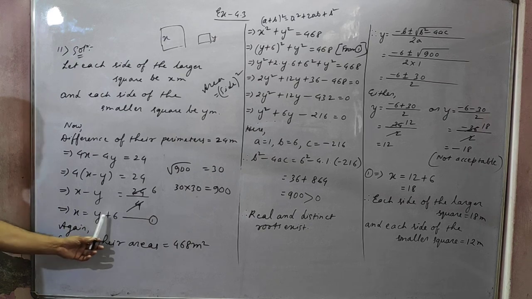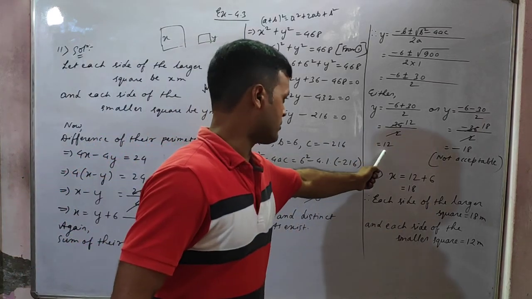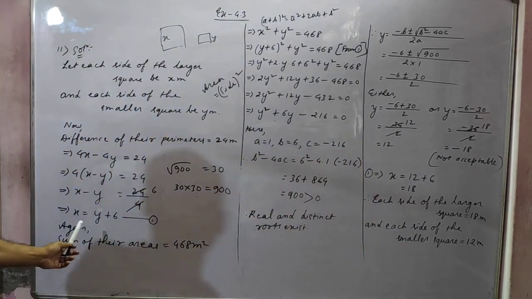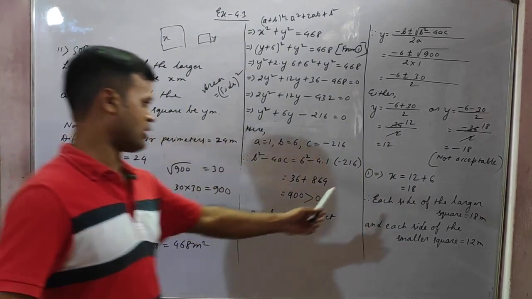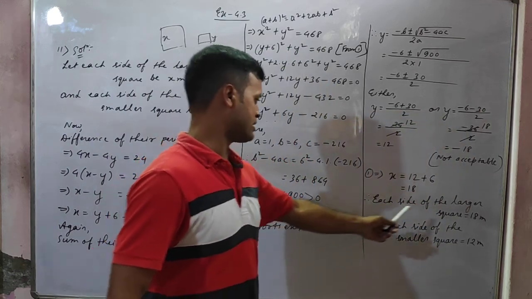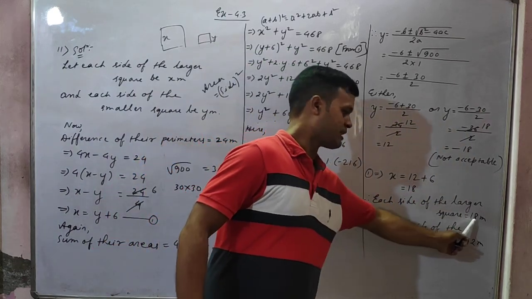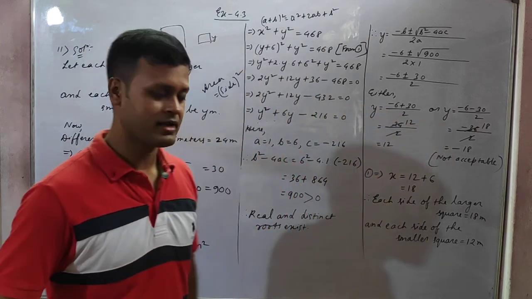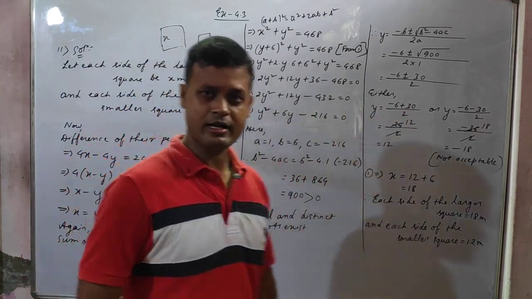So x is equal to y plus 6 is there, no? The value of y is how much? 12. So what will be the value of x now? See here. Value of x is what? y plus 6, no? So that means 12 plus 6, that will be 18. Therefore each side of the larger square is how much? Each side of the larger square is 18 meter, and each side of the smaller square is how much? 12 meter, isn't it? Understood, students?